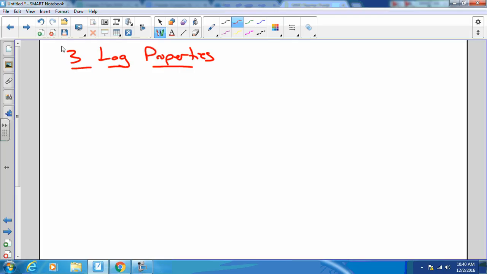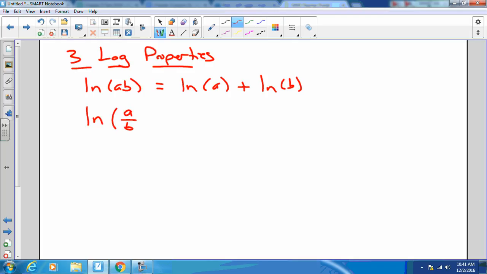3 log properties. Give me the product property, Gemma. Log A times B is equal to log A plus log B. There you go. Quotient property, Brian. ln of A divided by B is equal to ln A minus ln B. Yep. And the power property, Sean. ln of A to the B, equals, yeah, something like that.